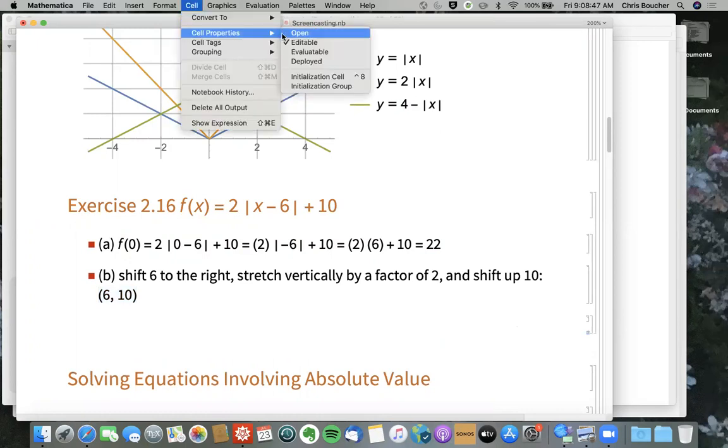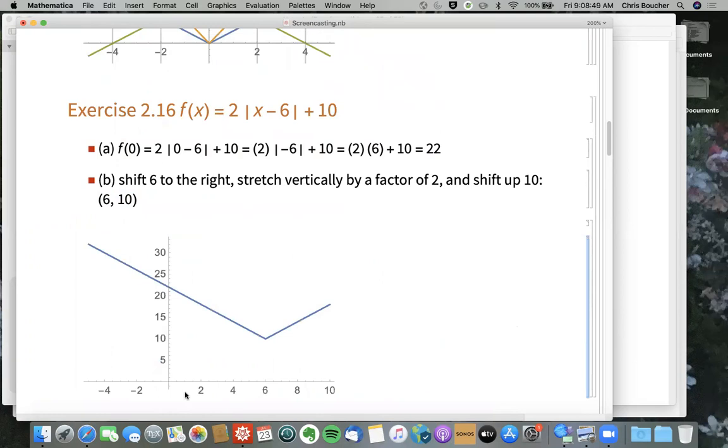So here's what the graph looks like, right? You can see the graph has been shifted over. So the corner, which used to be down here at the origin, is now at 6, 10. And there's a vertical stretch here that is difficult to see without the graph of the original.